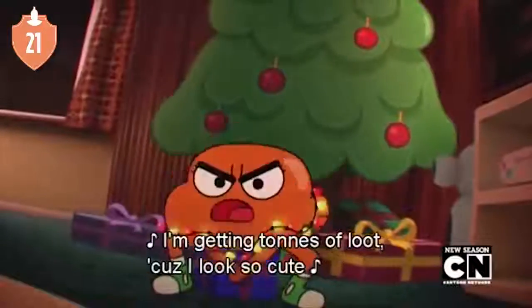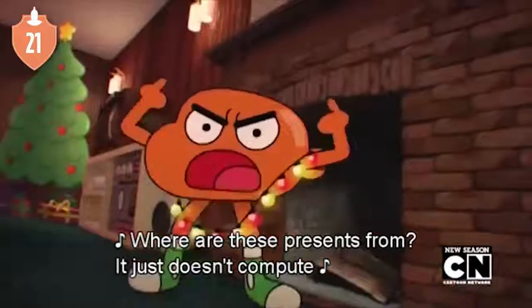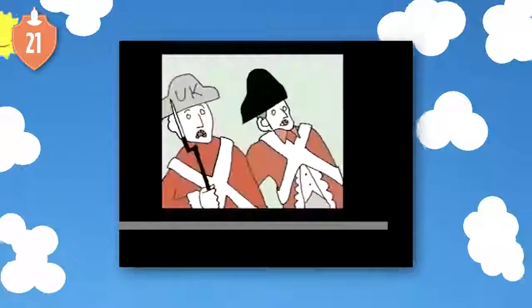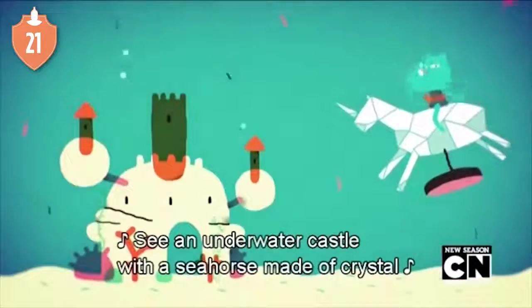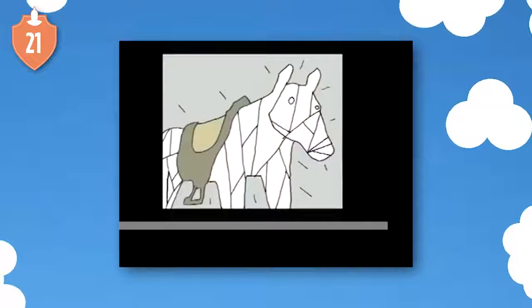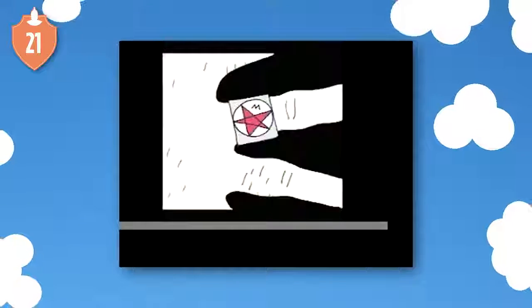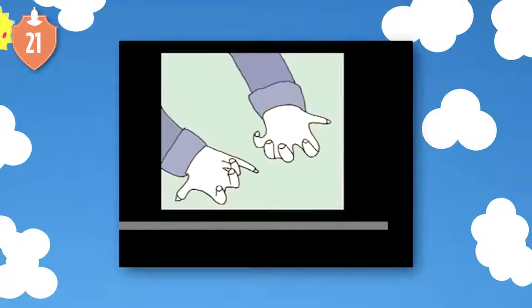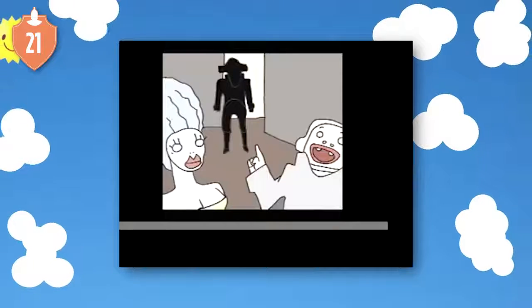Gumball and Darwin's Make the Most of It rap sneaks in a subtle reference to Brad Neely's famous George Washington rap. The line, "See an underwater castle with a seahorse made of crystal," mirrors the line from the George Washington song, "On a horse made of crystal he patrolled the land with the mason ring and schnauzer in his perfect hands." And be careful with that George Washington video, it's an internet antique.